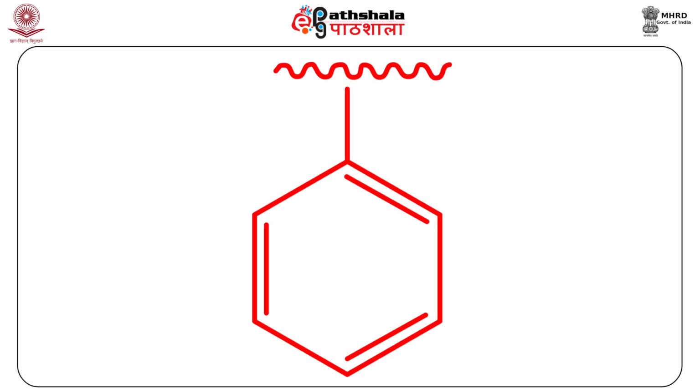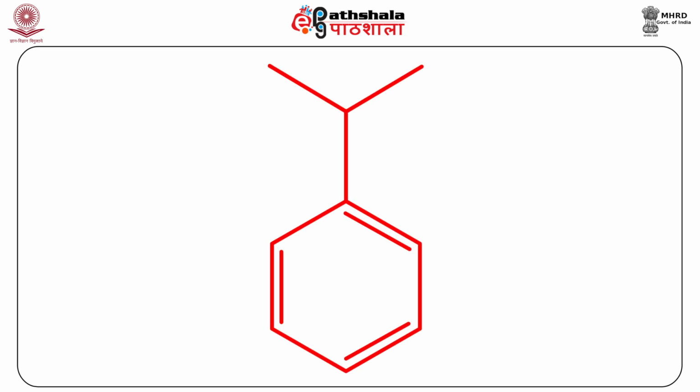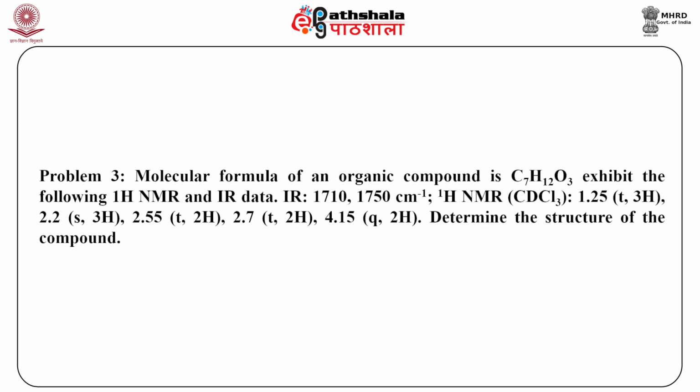Now, the presence of a singlet of 5 protons at 7.2 ppm definitely indicates the presence of a mono-substituted aromatic ring, as we have also come to know from the DBE, which is equal to 4. Now, based on the fragments obtained from the information given in the problem, the final structure would be this aromatic ring, mono-substituted with an isopropyl group. This is the final structure of the compound. Let us now move to another problem, problem number 3.